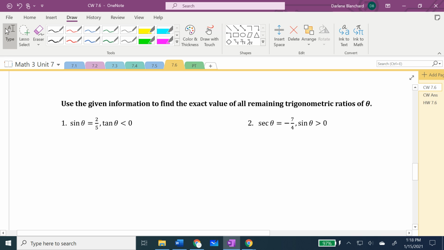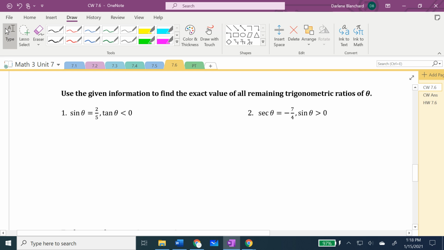For these first couple of problems, you are going to use the given information to find the exact value, not a calculator value, the exact value of the remaining trig ratios. Some people are taught to find these using reference triangles within a unit circle, and that's a completely legitimate way to do it.